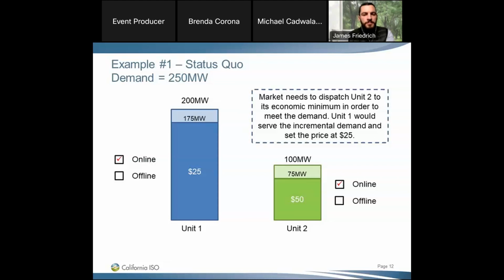And a price signal that only shows, say, $25 is not sending that transparent signal that there's an opportunity here for a more efficient outcome. And so I think that's really the fundamental case for fast start pricing: how can we better reflect that marginal cost of meeting load?